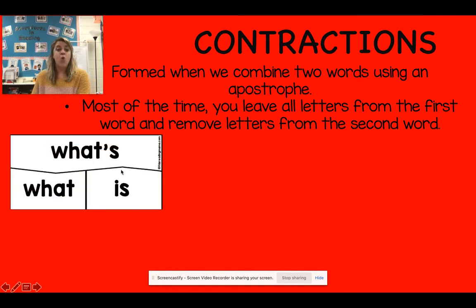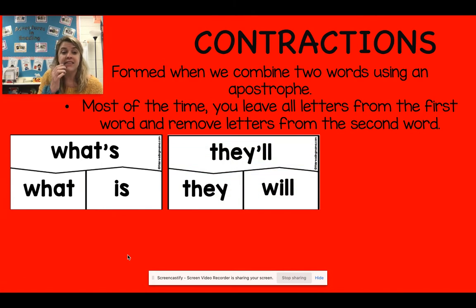We said what's is made up of what is. This is actually a skill you're going to be doing today in your reading lesson. You're going to be breaking apart a contraction to figure out what words are in there. So we have what's is what is. A lot of times if you see an S at the end of the word, it's going to either be is or us. Okay? All right.